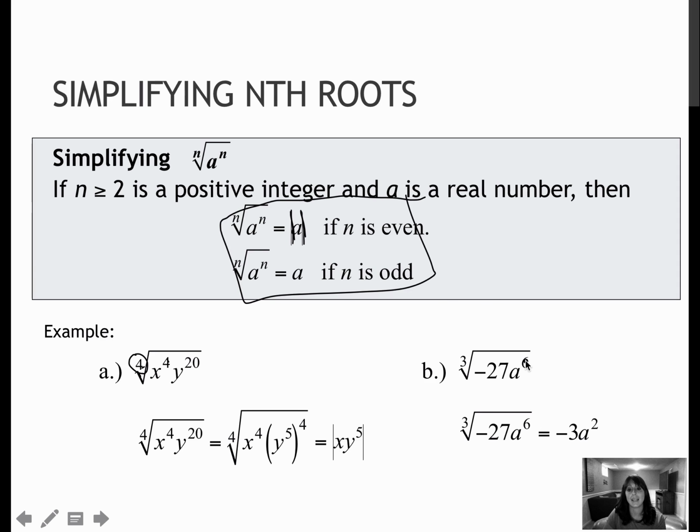Negative 27a to the sixth, again this is an odd root, so that's good. The 27 we could break down as we did before, 3 times 9, which is 3 times 3, and so that negative, because it was negative 27, would bring the negative 3 out, and then 6 divided by 3 is 2, so negative 3a squared.